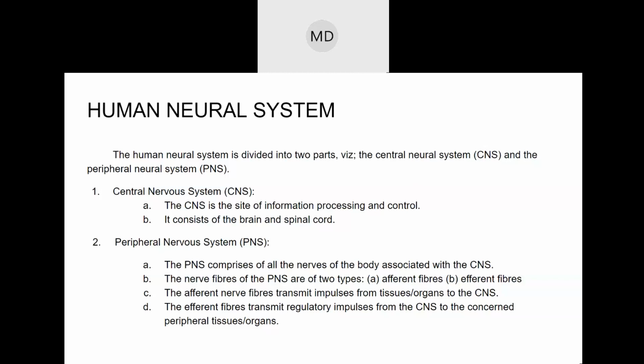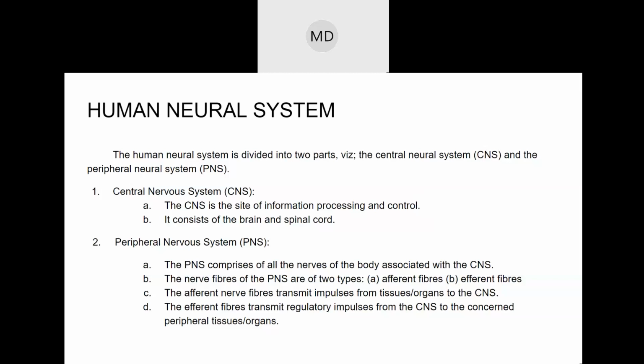This system is divided into two parts: one is the central nervous system and one is the peripheral nervous system. The human nervous system is divided into two parts. One is the central nervous system or central neural system. Neural and nervous is the same. Central nervous system and peripheral nervous system, in short, CNS and PNS. The first part is CNS, the central nervous system.